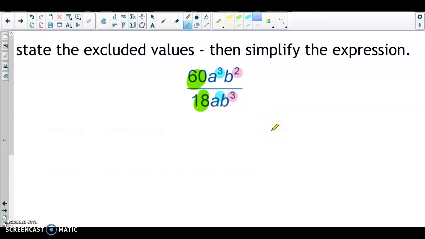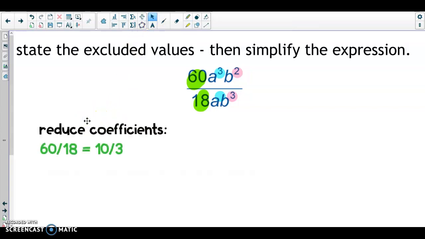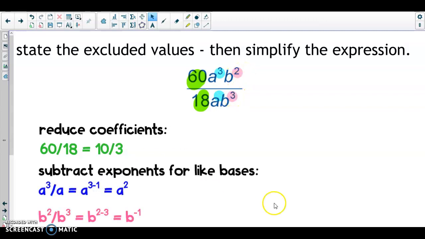Now I made this one very similar to the previous example, so we're going to see those same components, those same pieces. 60 over 18, those are both divisible by 6, so taking out the common 6, we get 10 over 3. Here we have an invisible 1 in our denominator as our exponent on the a. So again, we're going to subtract the numerator exponent minus the denominator. So 3 minus 1. And then for the b's, it'll be 2 minus 3. So we get a squared, and that'll be in the numerator because it has a positive exponent. And then b to the negative 1 power.